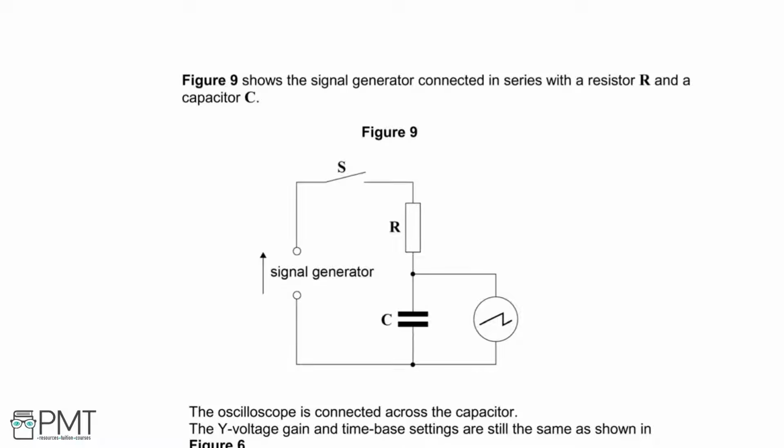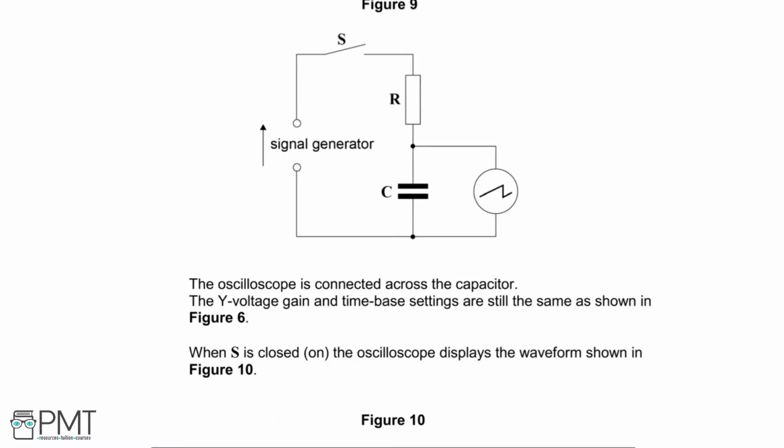Figure 9 shows the signal generator connected in series with a resistor R and a capacitor C. And you can see figure 9 there with a capacitor-resistor circuit. So as that signal generator oscillates, we're going to be charging that capacitor and discharging that capacitor through the resistor. The oscilloscope is connected across the capacitor. The Y voltage gain and time base settings are still the same as shown in figure 6. When S is closed or on, the oscilloscope displays the waveform shown in figure 10.